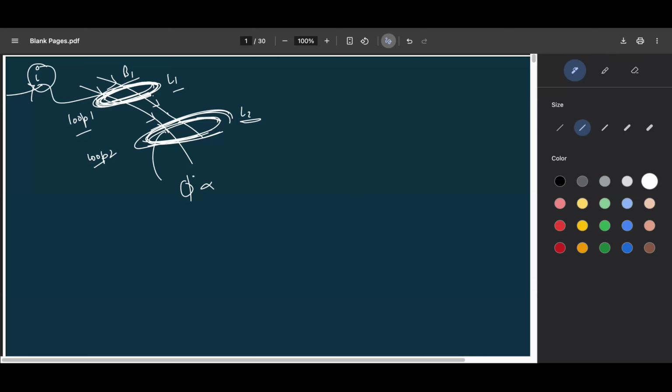So can I say this? Let's call this flux phi 2, the flux passing through the second loop. Can I say this is dependent upon the current passing through loop one, let's call it I1? Can I say this, Kirtana? Yes. Why are we saying this? Look, increase the value of current and this magnetic field is going to increase. If the magnetic field increases, flux will also increase, right? If you do the reverse, it will decrease.